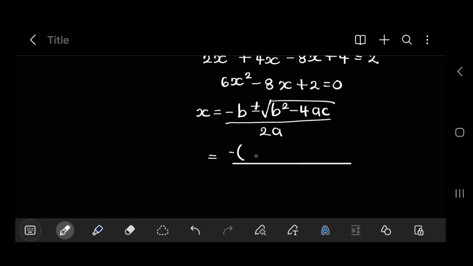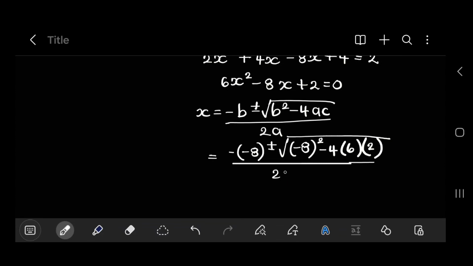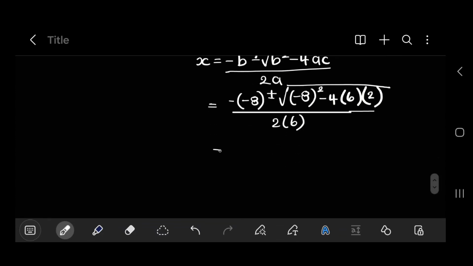We've got negative b, and our b value here is negative 8. Then plus or minus the square root of negative 8 all squared, minus 4 into a, which is 6, c is 2, all over 2a, so all over 2 into 6. Now let's simplify. Simplifying the numerator, we get negative times a negative 8, so that gives us a positive 8. Underneath the square root, if you put everything on your calculator, you get 16. In the denominator, 2 times 6 is 12.